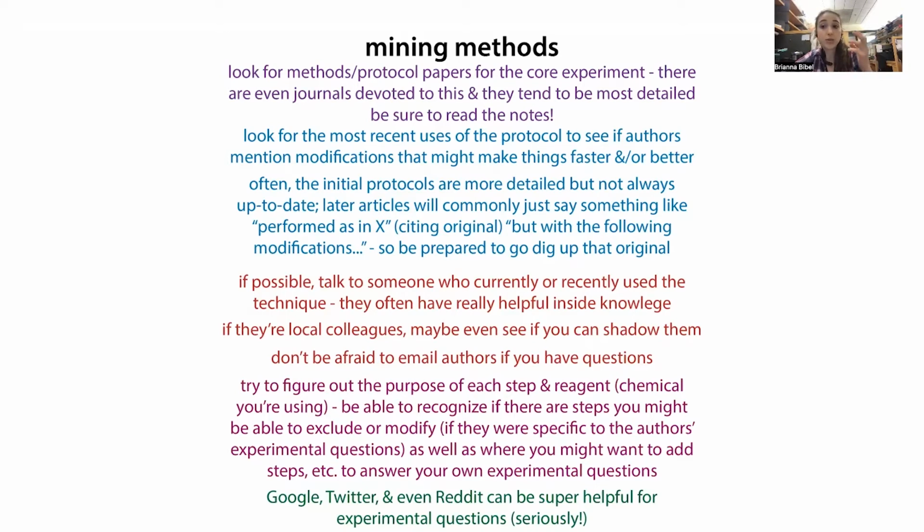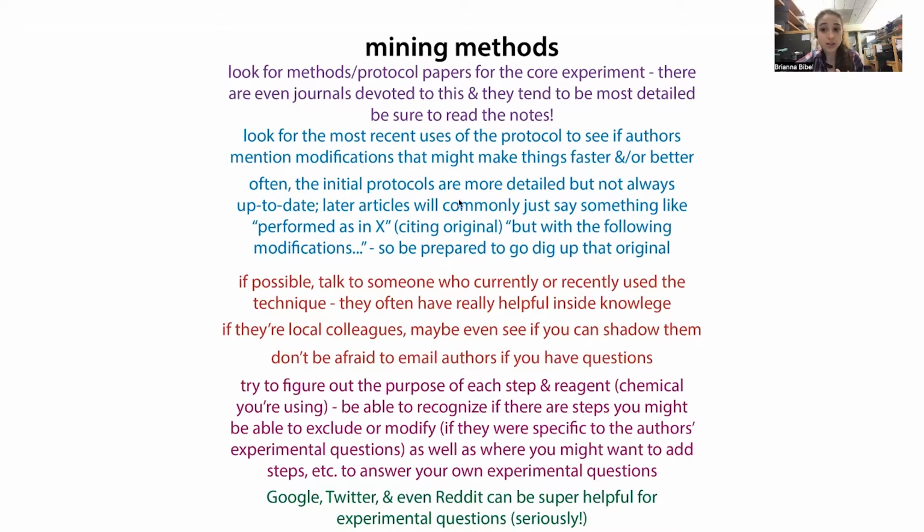So you want to go to the latest articles that use the technique. You can look and see where this technique was cited. These newer papers will say something like, performed as in X, and then cite that original, but with the following modifications. So you want to find that original to get the core method, but you also want to make note of the modifications that were made.